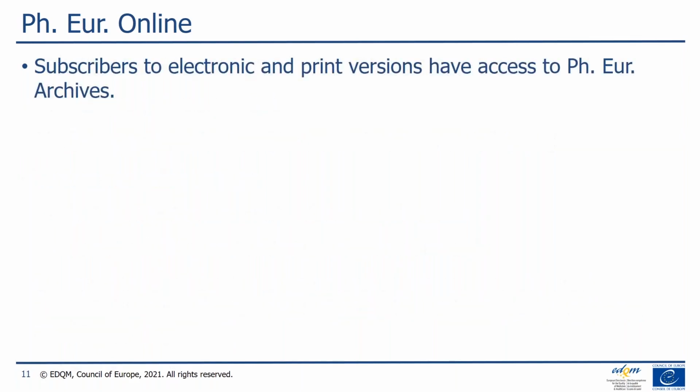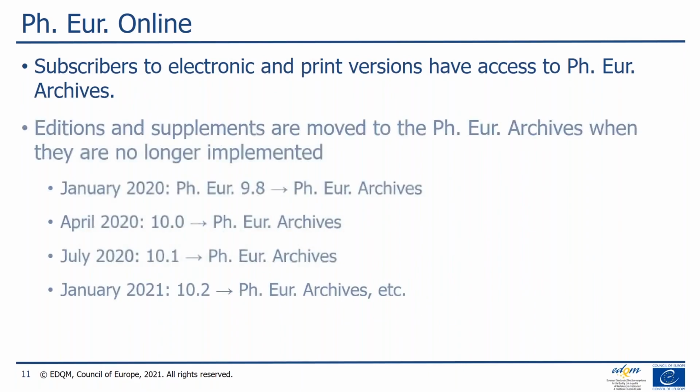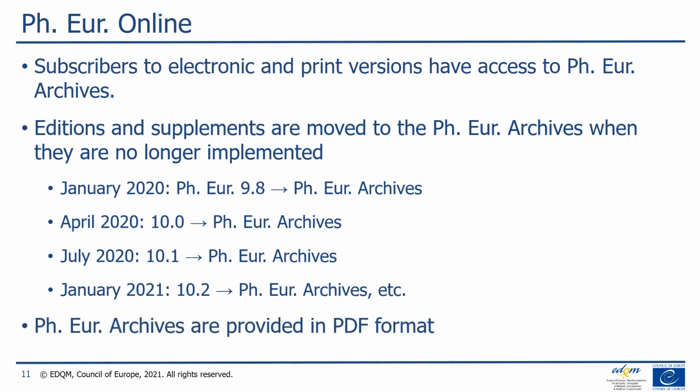All subscribers to the electronic and print versions of the Pharmacopoeia also have access to the Pharmacopoeia archives. Once a particular additional supplement is no longer implemented, it is transferred to the archives. So, for example, in January 2021, supplement 10.2 was moved to the archives. And the Pharmacopoeia archives are provided in PDF format.